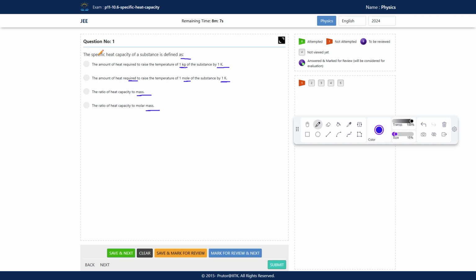Here the question is on specific heat capacity. The correct answer is the amount of heat required to raise the temperature of 1 kg of a substance by 1 Kelvin.